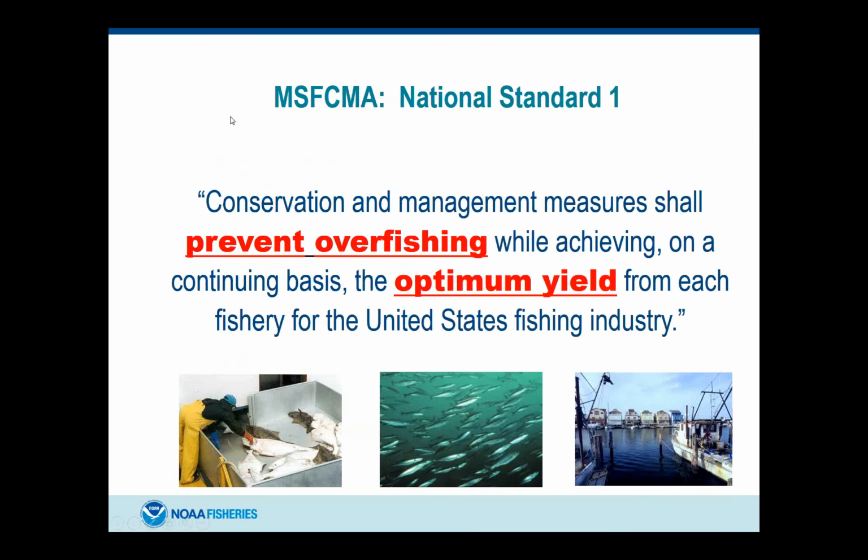Our mandate comes from the Magnuson-Stevens Fishery Conservation and Management Act, which was first enacted in '76 and has been reauthorized a few times since then. National Standard 1 basically lays out what we're trying to do. We're looking to enable fishing, but we're also looking to prevent overfishing. So, prevent overfishing while achieving on a continuing basis the optimum yield from each fishery for the United States fishing industry. This includes both recreational and commercial interests.